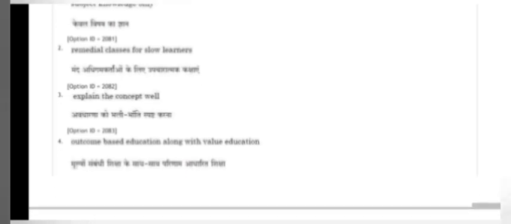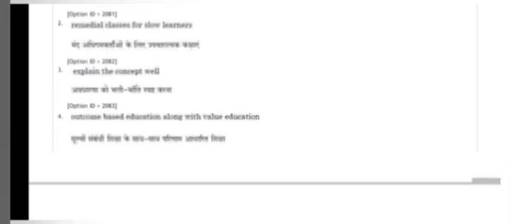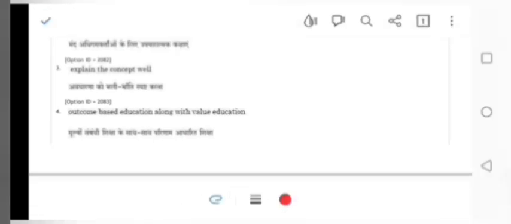Next is, in order to develop students holistically, a teacher should emphasize on what? Subject knowledge only, remedial classes for slow learners, explain the concept well, outcome based education along with value education. It will be outcome based education with value education.